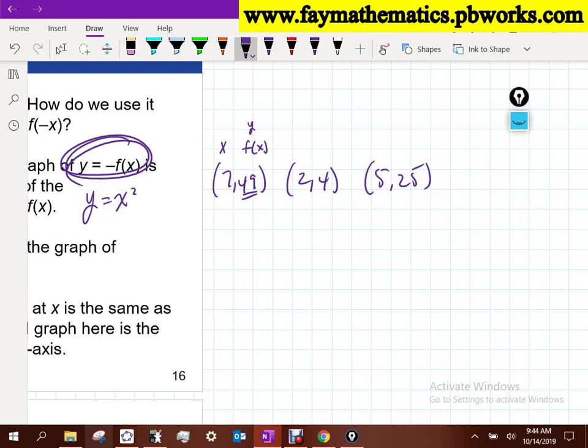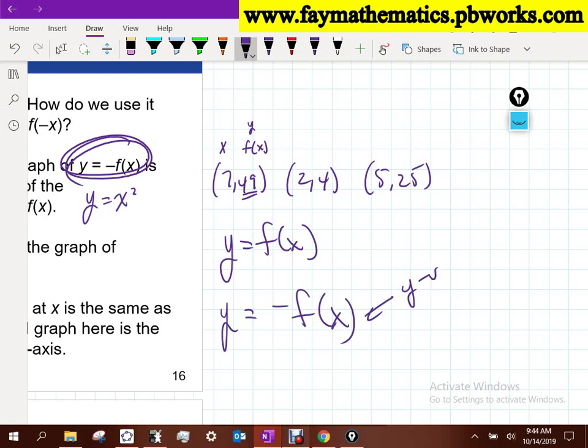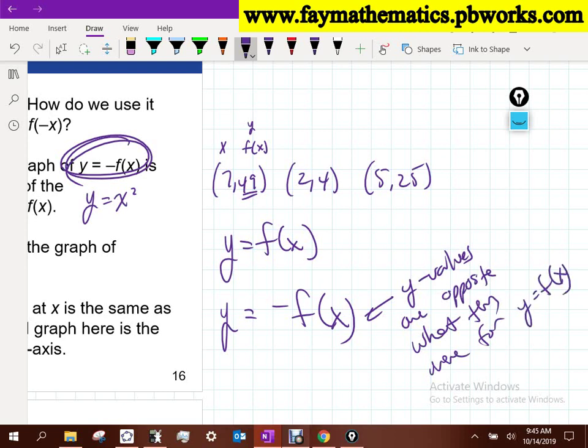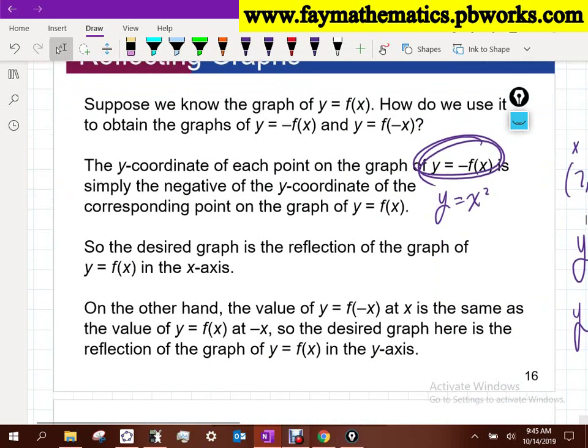So when we see, if we start with y equals f of x, and then they ask us, well, what does this look like? This says your y values are opposite what they were for y equals f of x. So what reflection would that be? It would be across the x-axis. Okay? So, giving us an image of that.